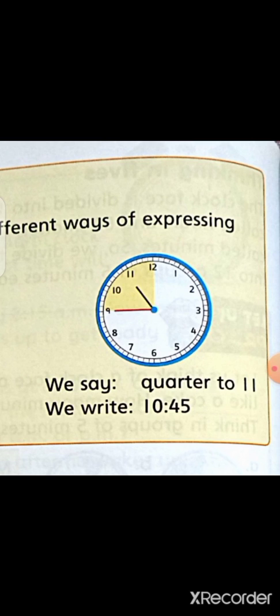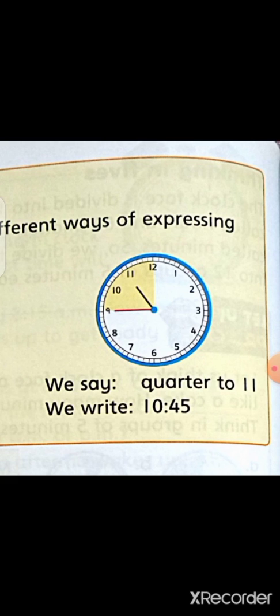Count 1, 10, 11, 12. There are 3 intervals, so 3 fives are 15. 15 minutes are left to 11 or quarter to 11. We are approaching 11, or in other words 10:45. It means 45 minutes of 10 have passed.